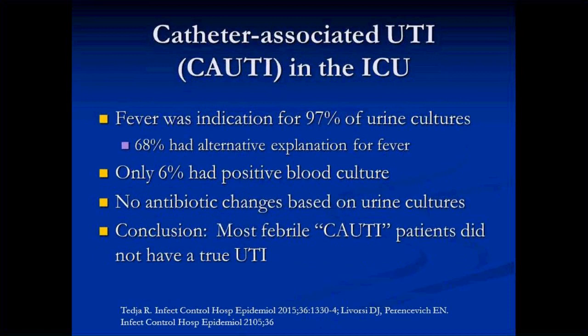Looking at catheter-associated UTI, fever was the indication for 97% of urine cultures in the ICU. 68% of them had some potential alternative explanation for fever. Only 6% of them had a positive blood culture. No one ever during the course of this study modified their antibiotics based on a urine culture result. And so their conclusion was most febrile CAUTI patients did not have a true UTI. What we're seeing here, patients who have a Foley catheter will become colonized with bacteria, and that's an expected outcome. And if you check a urine culture, you're going to get a positive, even if they have fever for some other reason.